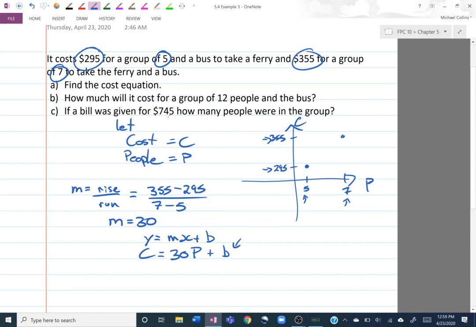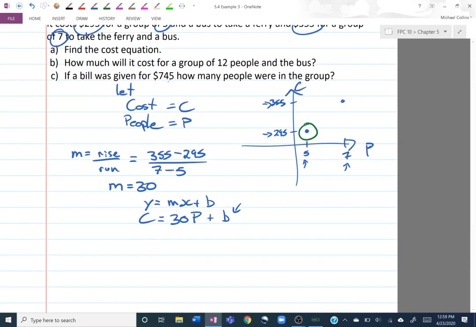So I'm going to have to go up and take one of my points. I'm going to take this point, say. And again, I'm going to do it both ways. You can do it just one way if you want, but I'm going to show you both ways. We're going to substitute those values into the expression. So my cost is $295, and that's equal to 30 times P, which is 5, plus b.